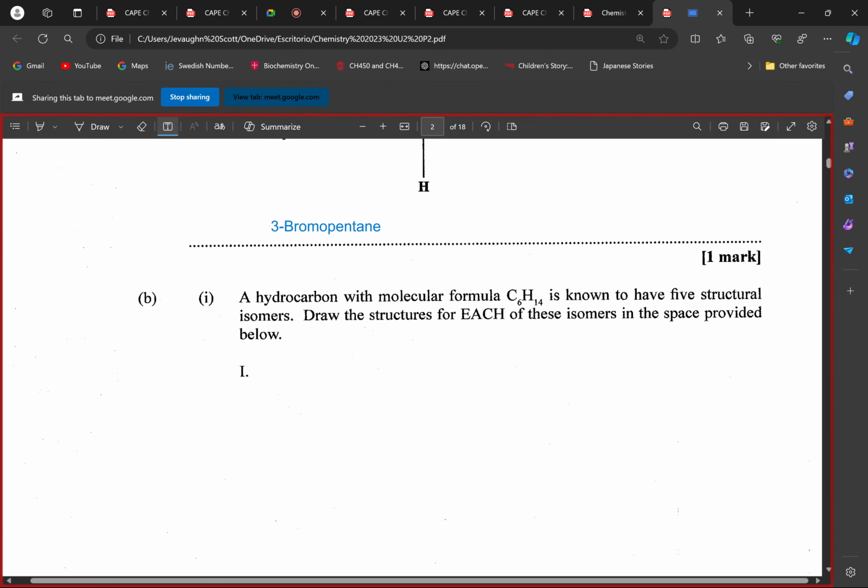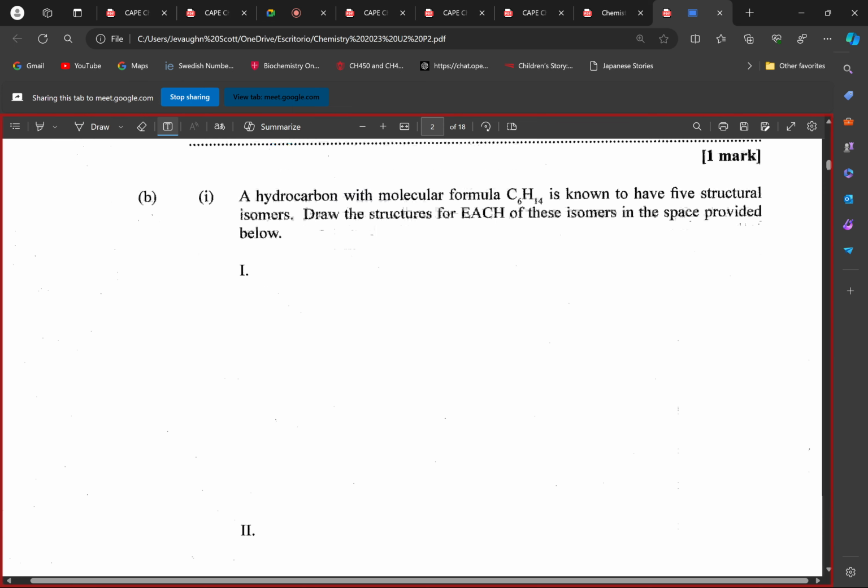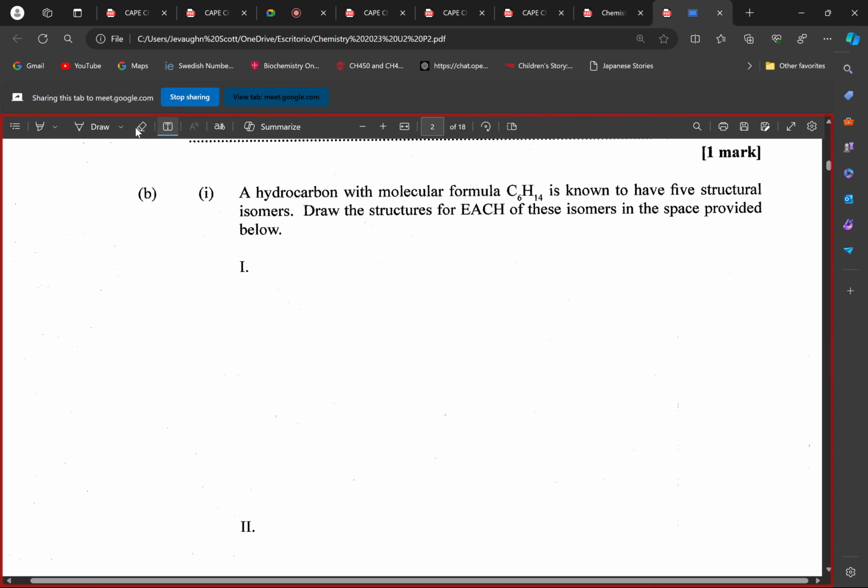A hydrocarbon with a molecular formula of C6H14. What is that? Is that an alkene or alkane? C6H14. Alkane, lovely. Is known to have 5 structural isomers. Draw the structures of each of these isomers. Alright. So let's draw some isomers.